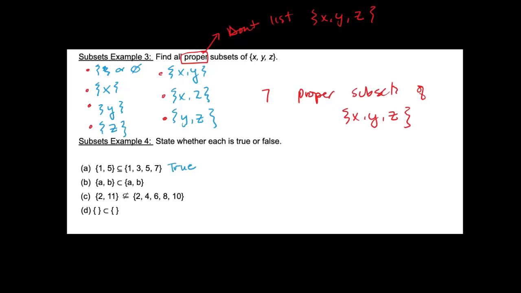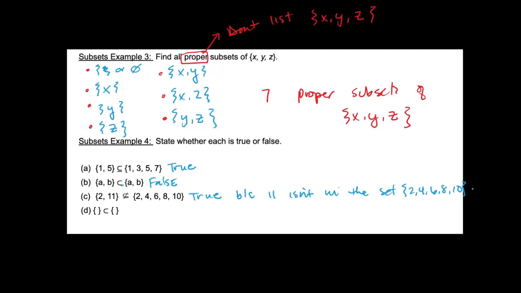And then this notation, we have to be a little bit more careful. So this is proper subset. So can AB be a proper subset of itself? No, because by definition, when we use this special proper subset notation, the set cannot be a proper subset of itself. And then C, the set with 2 and 11 is not a subset of this set. And I would say that's true because 11 isn't in the set 2, 4, 6, 8, and 10.